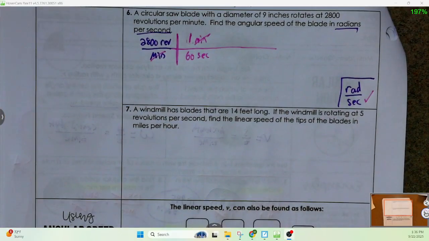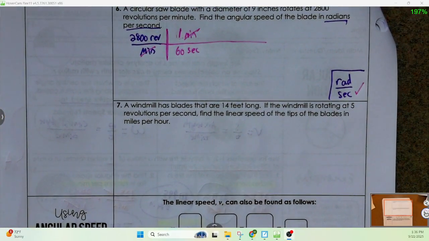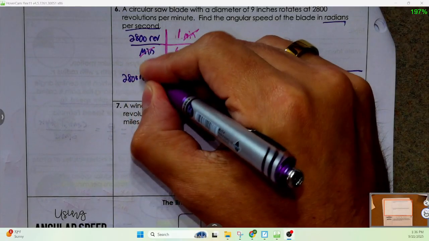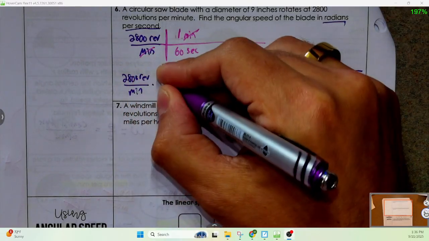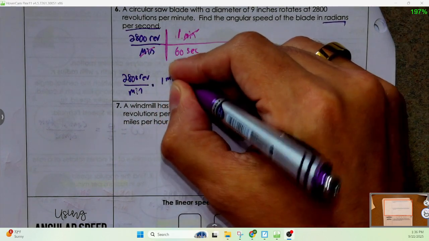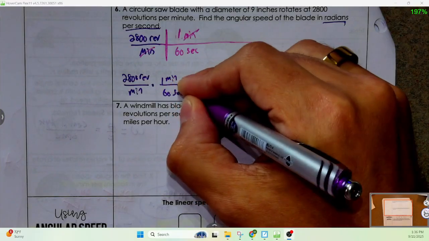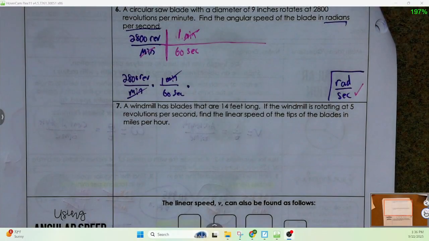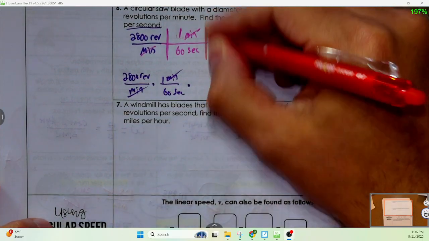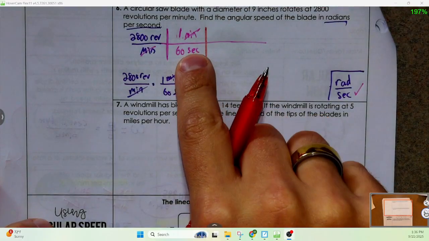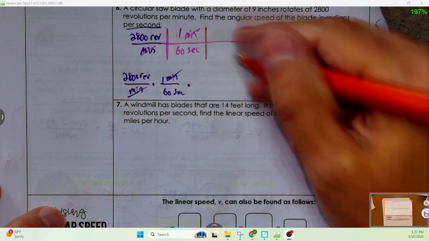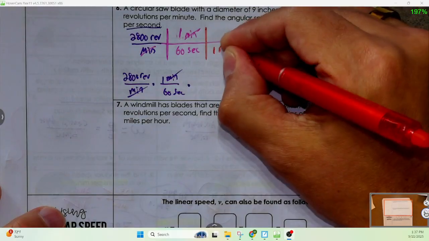Now, just because I have space underneath, I want to show the mathematical idea of this. We're taking 2,800 rev. You don't have to write this part if you don't want. We're multiplying it by 1, which is 1 minute per 60 seconds. The minutes will cancel. And then we multiply again. To keep you organized, they add another train track here. The seconds are already good to go. Now I need to get the revolutions out of there. I want one revolution gone.